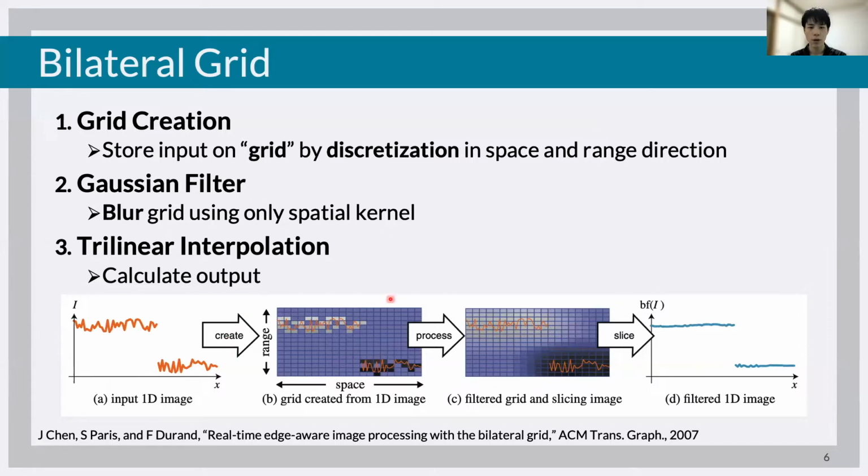Next, we will blur the grid by using only a spatial kernel. This step is called Gaussian filter. Finally, we can obtain the output image by interpolating the grid by using the input coordinates and intensity values. This step is called the trilinear interpolation. These steps are the same if the input image is 2D. The difference is only that the grid will be 3D, not 2D.